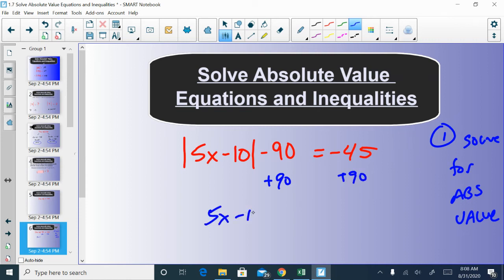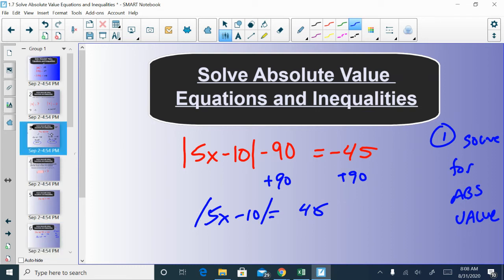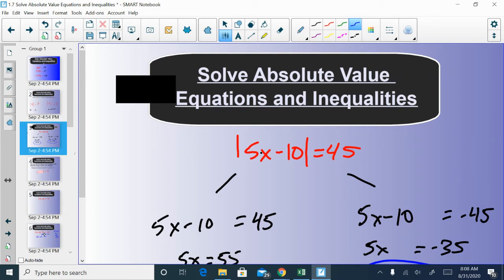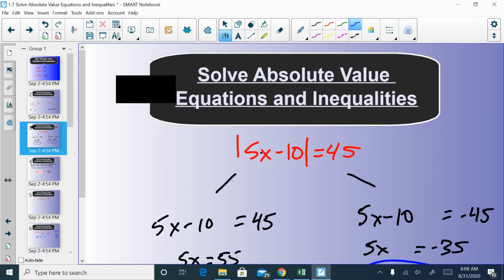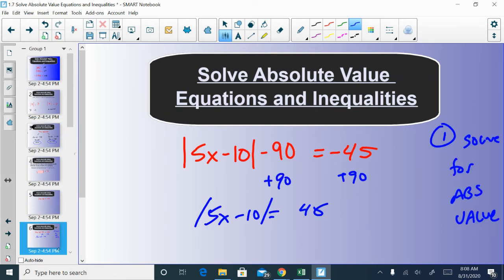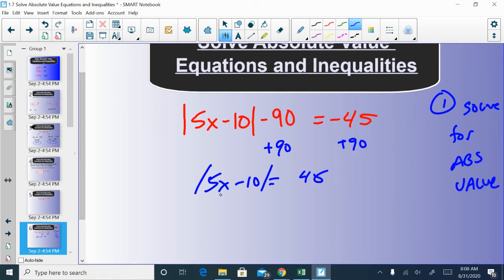So then I have 5x minus 10 is equal to 45. And this has absolute value bars around it. And then this just becomes this question. Yes, it does. Then it becomes this question here, right? Where we broke it into two different problems. We were able to solve the answers. We know what it's going to be. It's going to be 11 and negative 7.